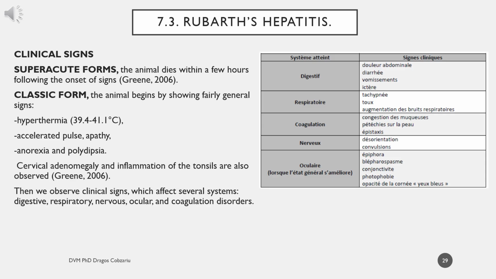Clinical signs. Supracute forms, the animal dies within a few hours following the onset of signs. Classic form, the animal begins by showing fairly general signs: hyperthermia, 39.4 to 41.1 degrees Celsius, accelerated pulse, apathy, anorexia and polydipsia. Cervical adenomegaly and inflammation of the tonsils are also observed. Then we observe clinical signs, which affect several systems: digestive, respiratory, nervous, ocular, and coagulation disorders.